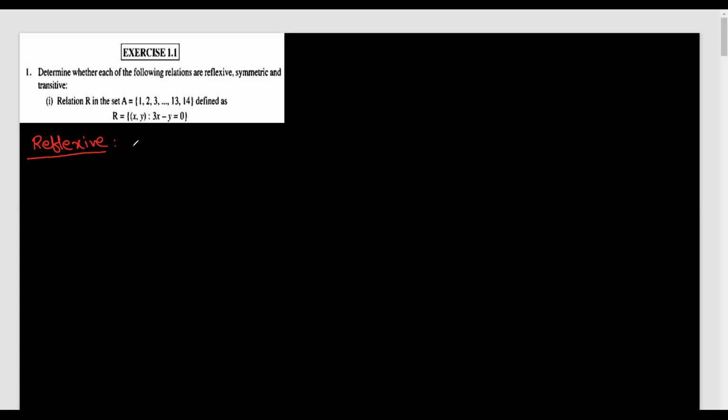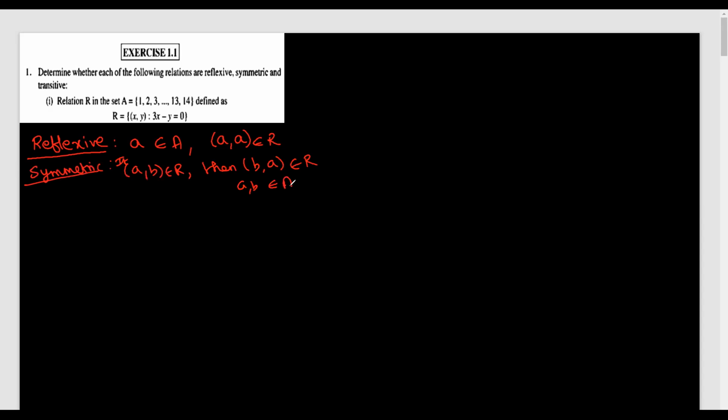is whenever we have an element A from the set A, then we should have (A, A) in the relation. If we have it in this form, then we say that relation is a reflexive relation. Then symmetric relation: in a given relation, if we have (A, B) belongs to that relation, then (B, A) should also be in the same relation. If we have it this way, then it is a symmetric relation for all A, B belonging to the set A. Then for transitive, if (A, B) and (B, C) belong to R, then (A, C) belongs to R. So this is the basic concept about relations.